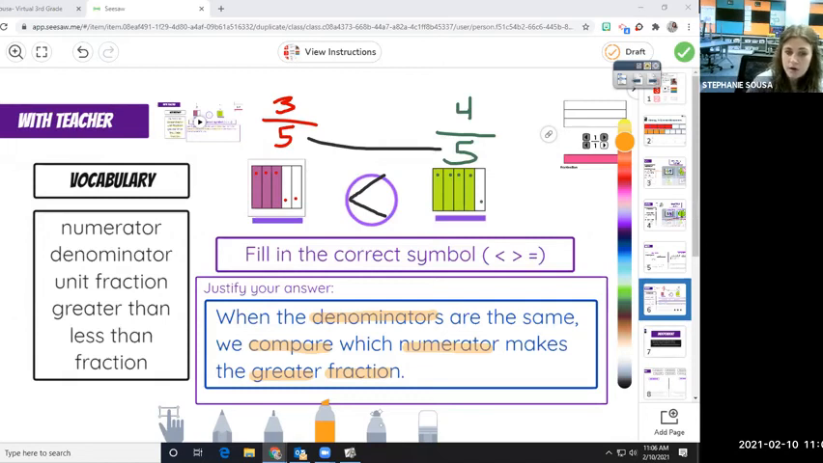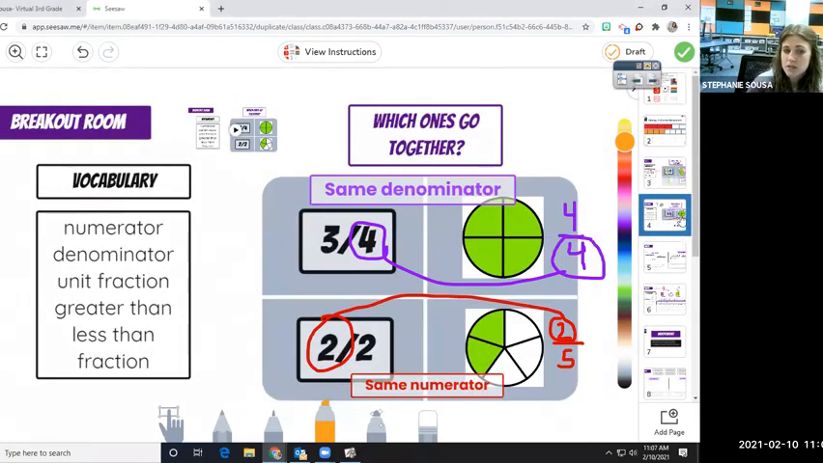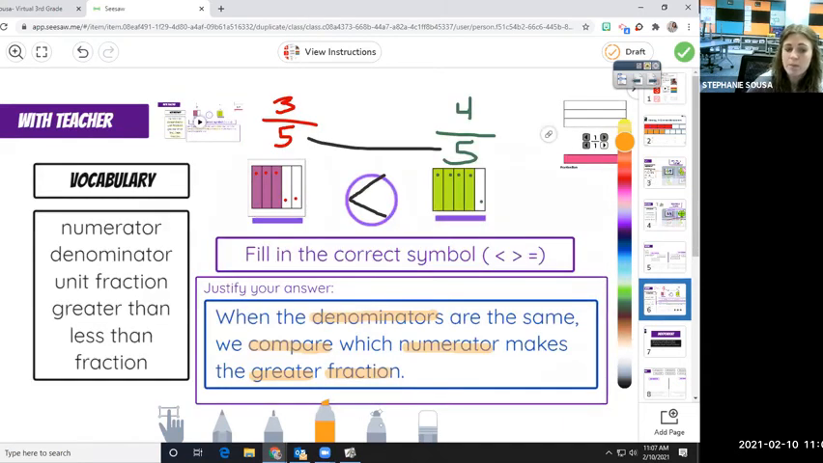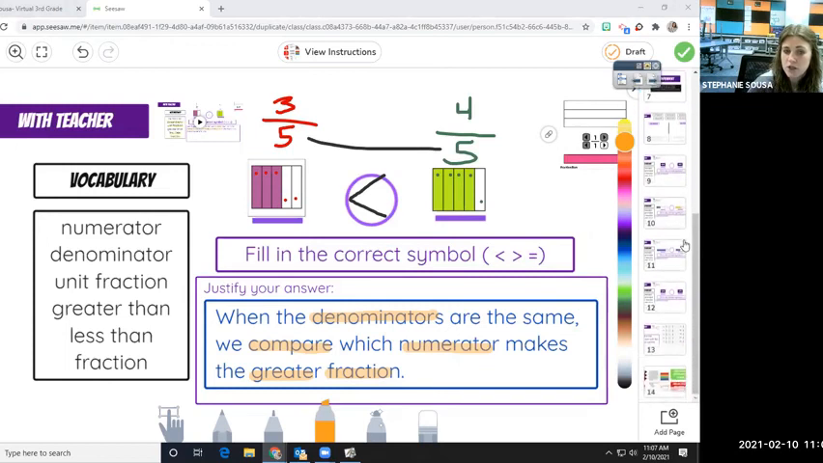Okay? All right. These are example slides of what you are going to do today. You are going to notice connections between numerators and denominators. You are going to sort fractions into categories of same numerator and same denominator. And you are going to compare fractions and justify them with vocabulary. Okay? This is your assignment for today. Let's take a look at your directions for your work.